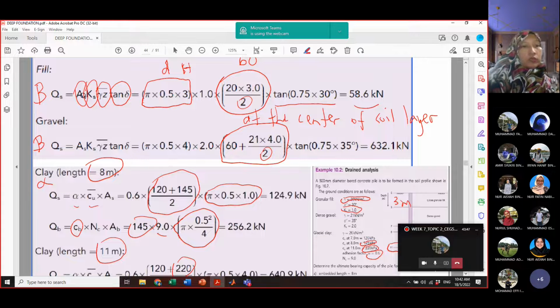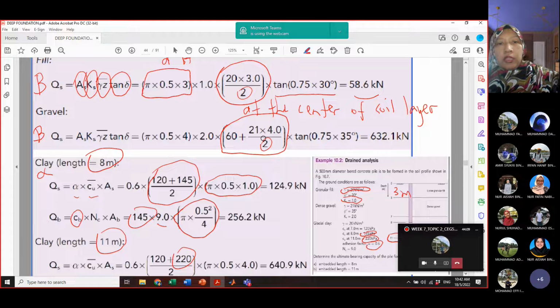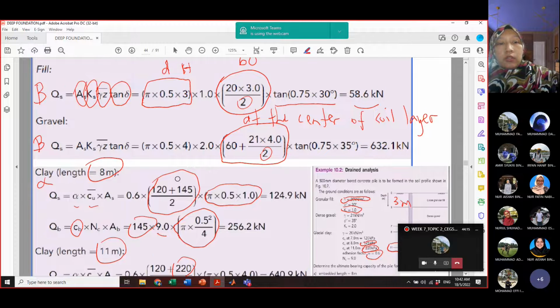So QS for the first layer fill, we will use pi times D times L. This is the shaft area of the pipe for the first layer, pi DL. In this particular case, the length for the first layer is 3 meters, so we take 3 meters. We do not take 8 meters because of the different soil properties for each of layer 1, layer 2 and layer 3. That's why here it is pi times 0.5 times 3 times 1.